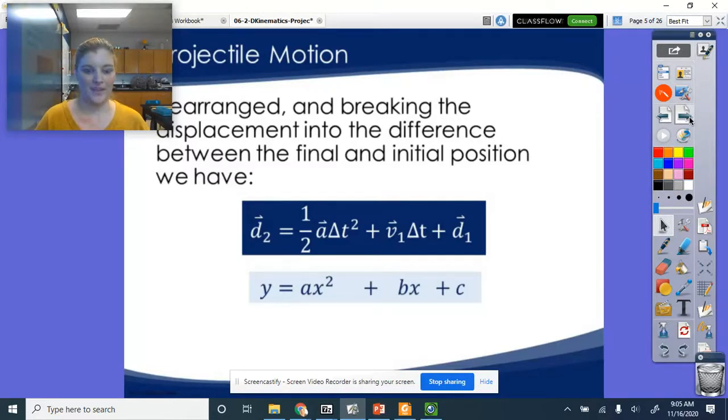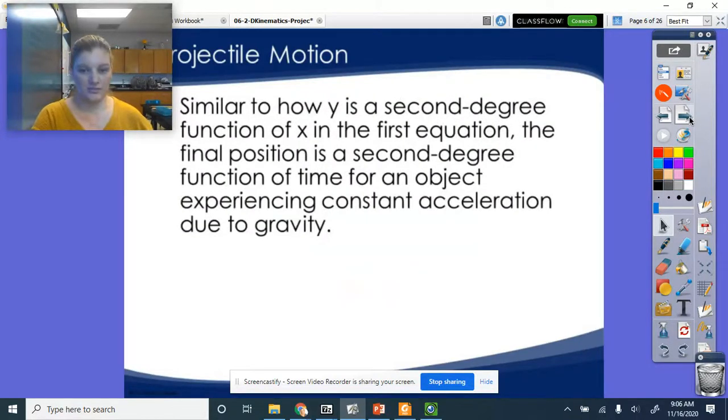So we have a second tier equation where we are raising our x to the second power. Second degree, not second tier. Anyway, so the final position is just gonna be a second degree function of time for an object going under a constant acceleration. And thankfully on Earth, we have a constant acceleration because gravity is always bringing us down.